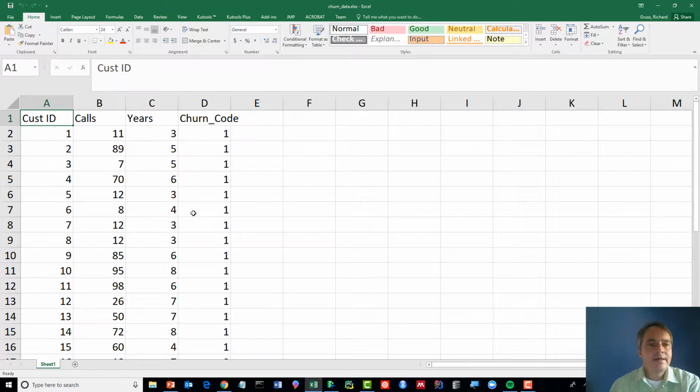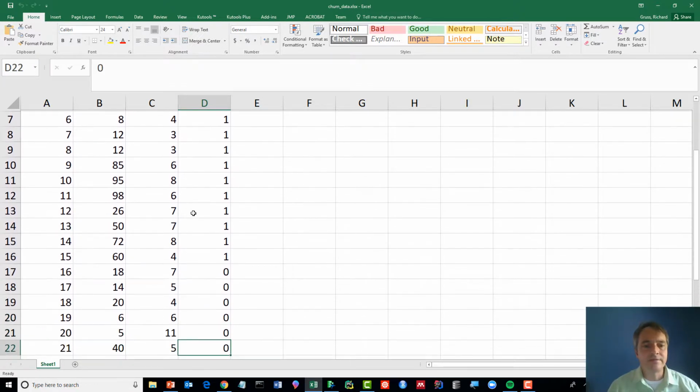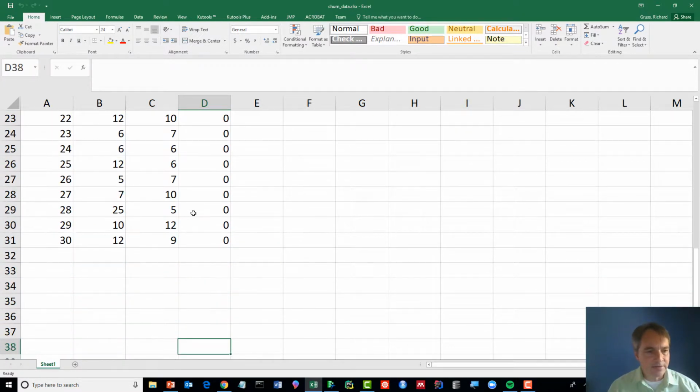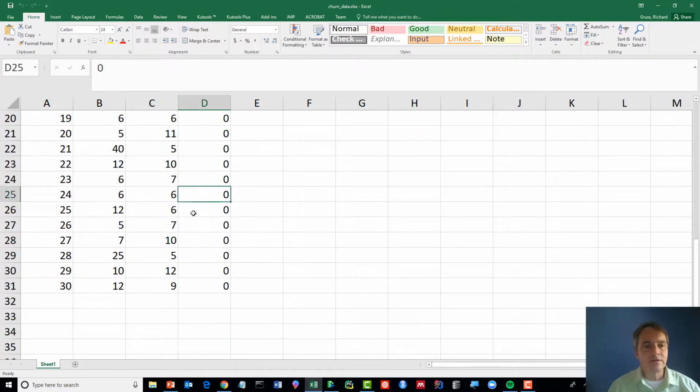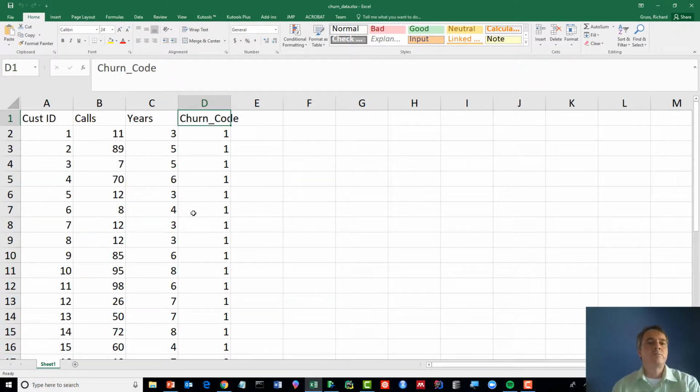So this data has just 4 columns. It's got a customer ID, the number of calls that the customer has made to the help desk, the number of years with the company, and what's called a churn code. Churn means that they have canceled our service. So what we're trying to do is understand how these two columns, the calls and the years, lead a customer to abandon our service. It looks like we've got around 30 observations here, a bunch of ones and a bunch of zeros. We could do a pivot table if we wanted to understand more, but we don't need that right now.